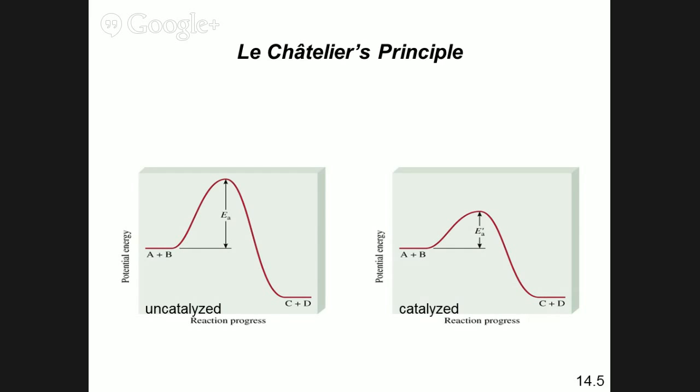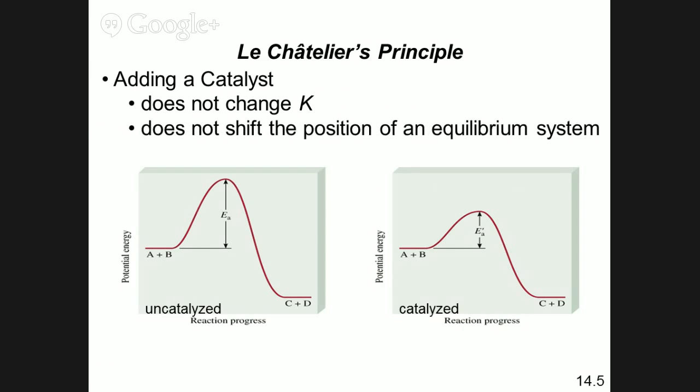Now, another way that you can change a reaction is by adding a catalyst. A catalyst doesn't change the equilibrium constant, the K, and it does not shift the equilibrium of the system. Catalyst doesn't do anything except speed the reaction up, but it speeds up both sides. It speeds up the forward and it speeds up the reverse. It just means you get to equilibrium faster, but it doesn't change where the equilibrium position is. What it does basically is lower what we call the activation energy.